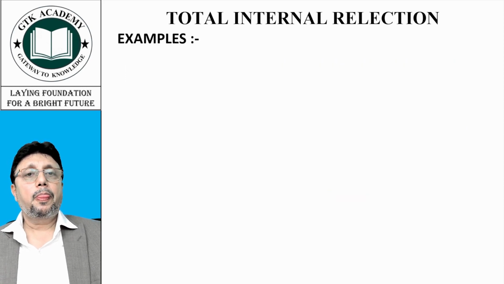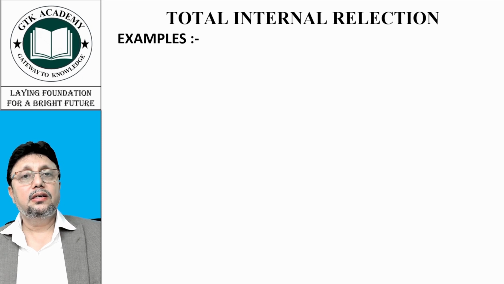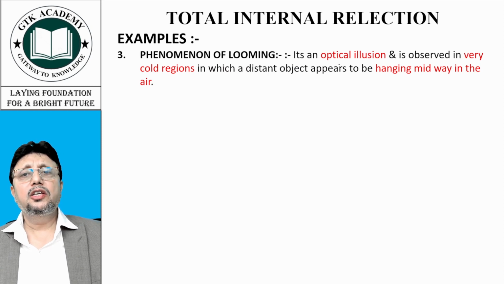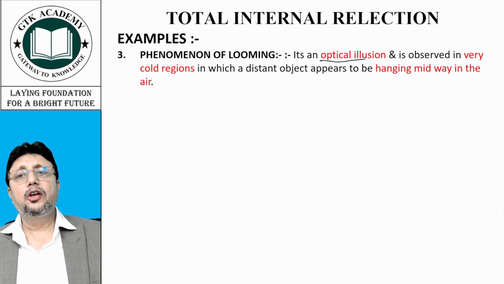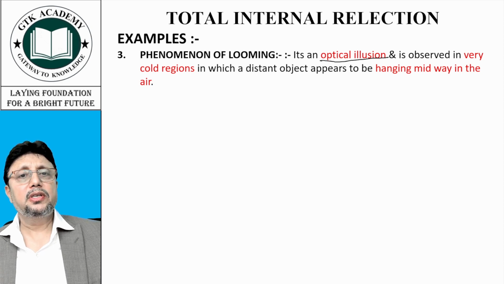One more example, and that is the phenomenon of looming. This phenomenon is also an optical illusion. You see what is not there, and this happens predominantly in cold regions. In fact, it happens in very, very cold regions. It is something reverse of that mirage. In a mirage, you see the image downwards, but here you see the image hanging midway in the air.